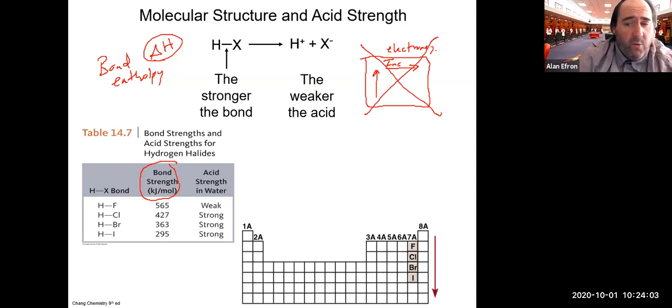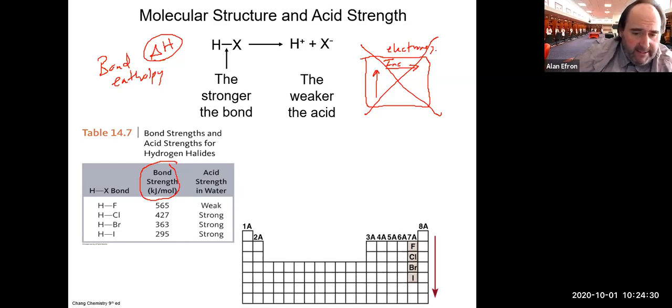So when we break a bond, we have to put energy in, endothermic. They gain energy, they break apart. When we make a bond, it's exothermic. They have to release that energy so they can slow down and come together. So when we look at this type of acid, something like HF, HCl, HBr, the overwhelming thing that you should look at is not electronegativity, but bond strength.